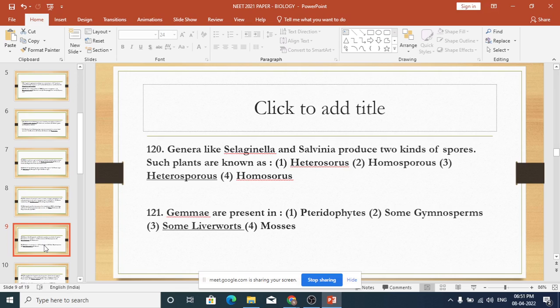Gemmae, or gemma, whatever be the pronunciation, are present in pteridophytes, some gymnosperms, some liverworts. That is the answer. Okay, I think this is also 11th standard if I remember correctly. Somewhere I think we studied this.